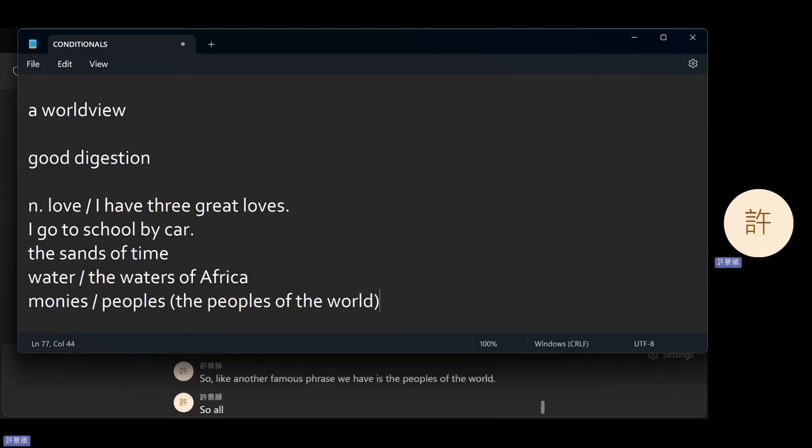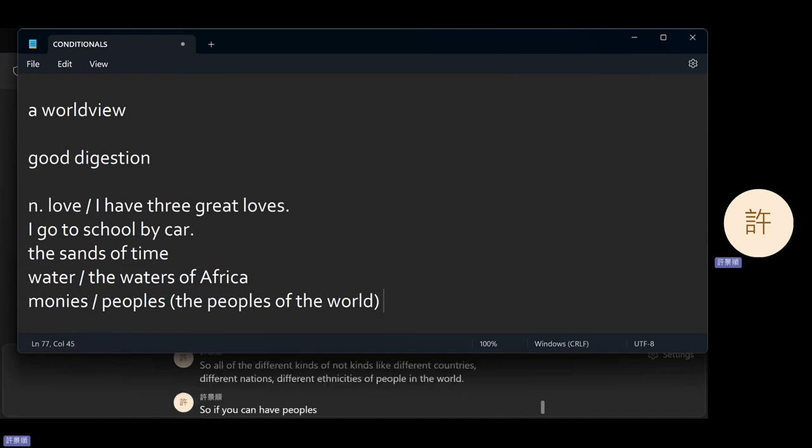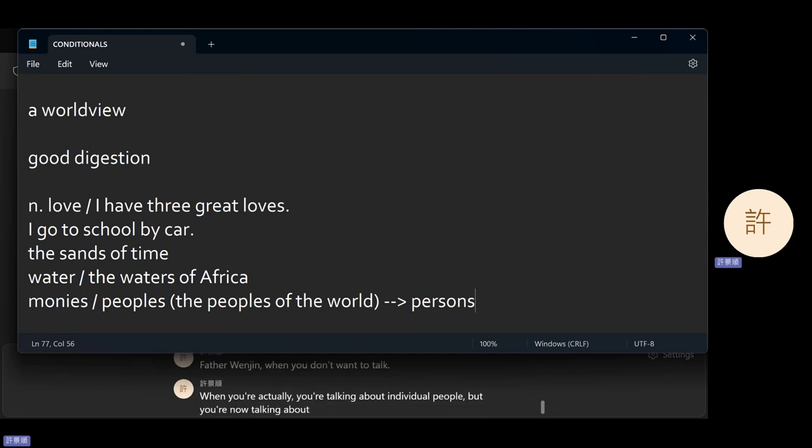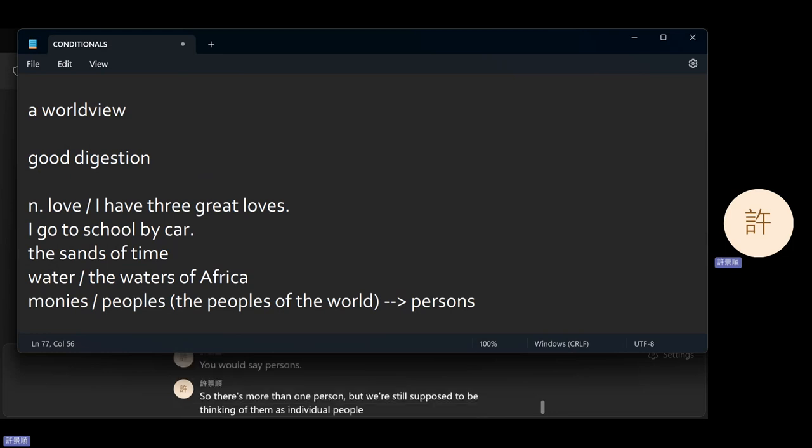So all of the different countries, different nations, different ethnicities of people in the world. So if you can have peoples, then you can also have persons. This is usually seen in legal documents, 法律文件. When you're not talking about individual people, but you're now talking about a group of individual people, you would say persons. So there's more than one person, but we're still supposed to be thinking of them as individual people, not as a group.